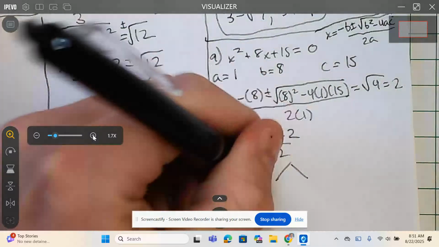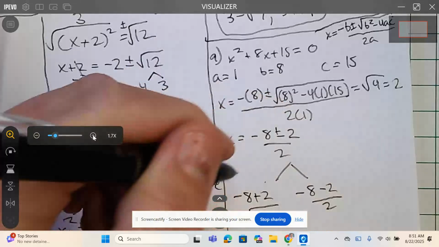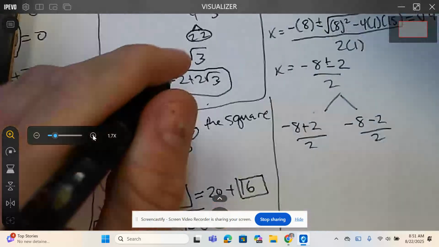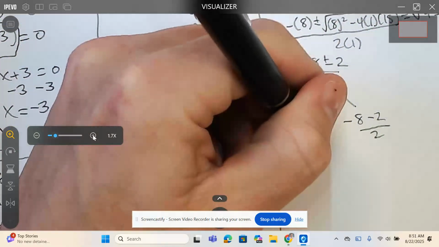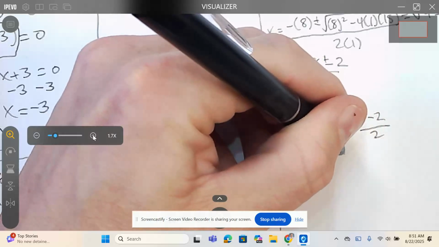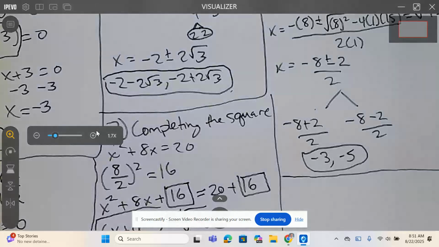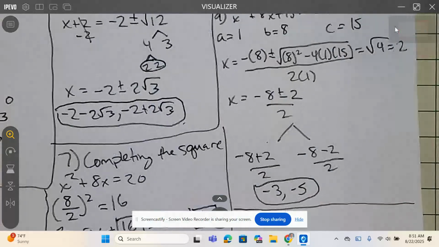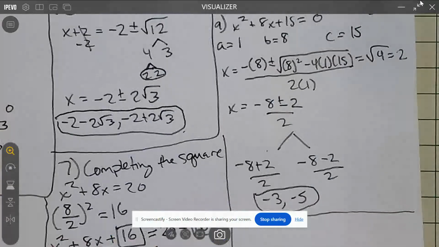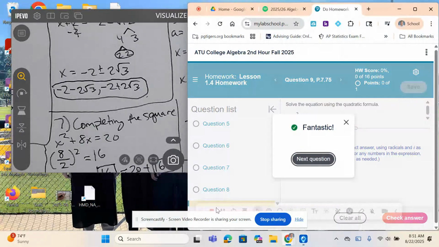So then I'm going to do negative 8 plus 2 divided by 2, negative 8 minus 2 divided by 2. Negative 8 plus 2 is negative 6. Negative 6 divided by 2 is negative 3. Negative 8 minus 2 is negative 10. Negative 10 divided by 2 is negative 5. I'll put this in here and I'll pause. Negative 3, negative 5. All right.